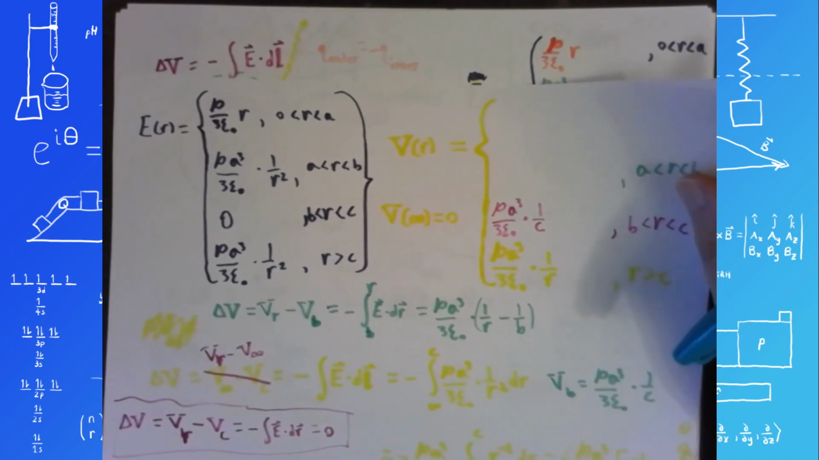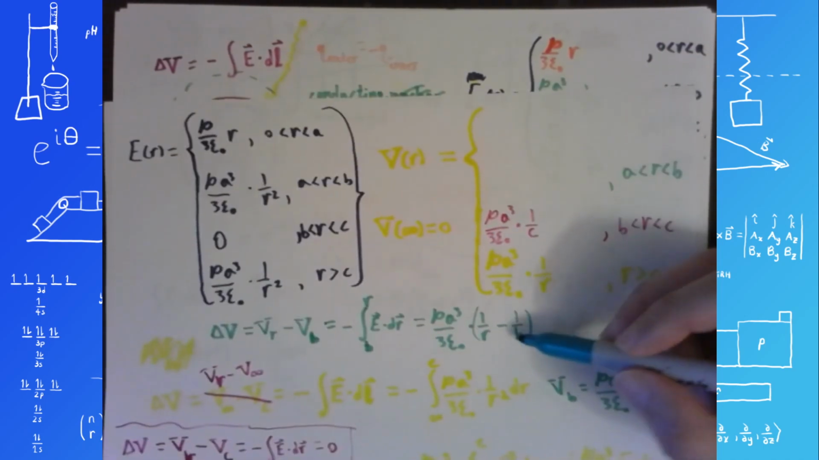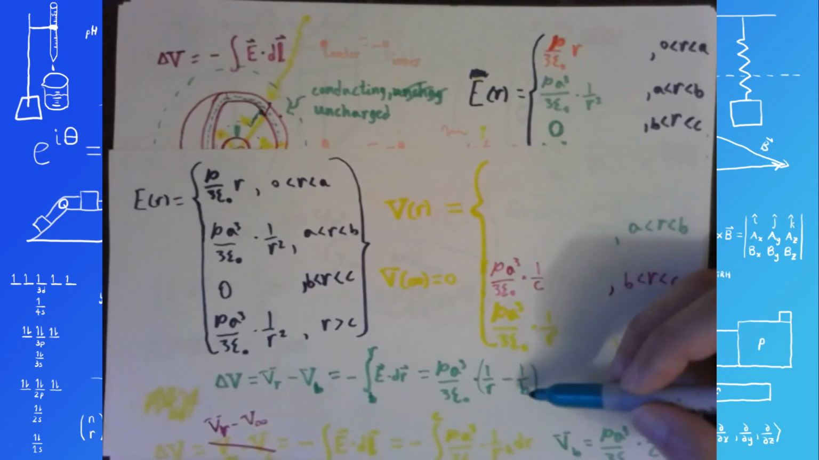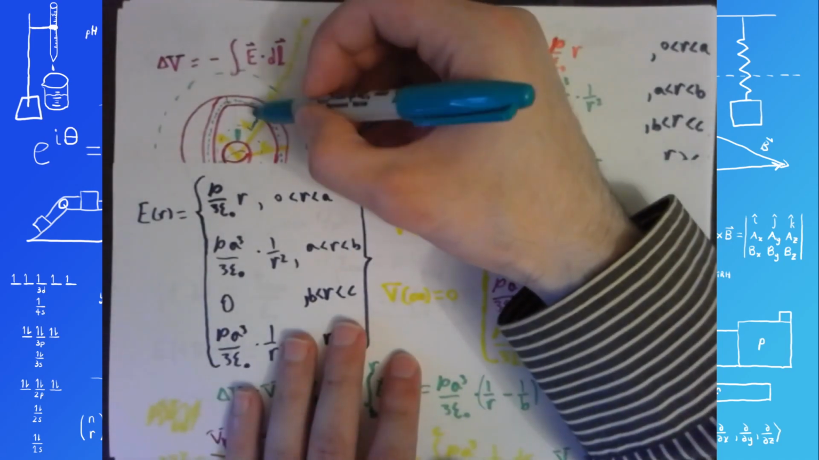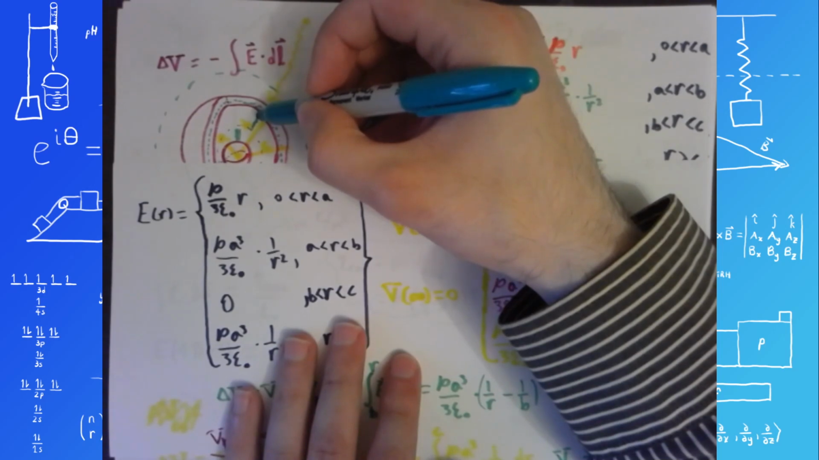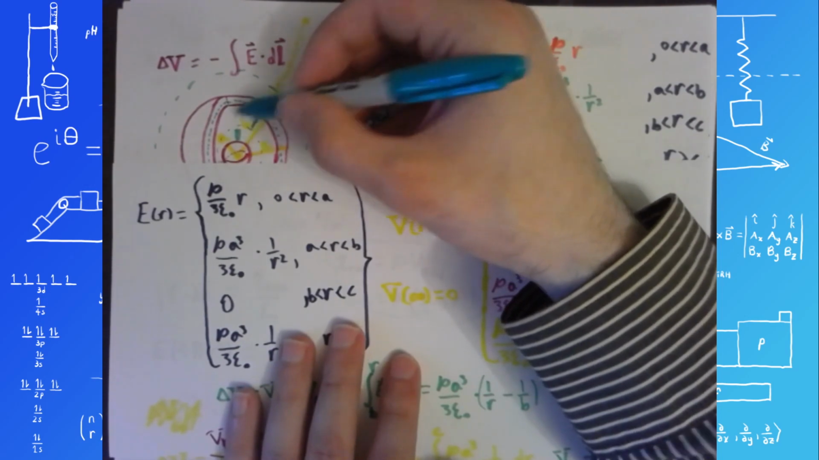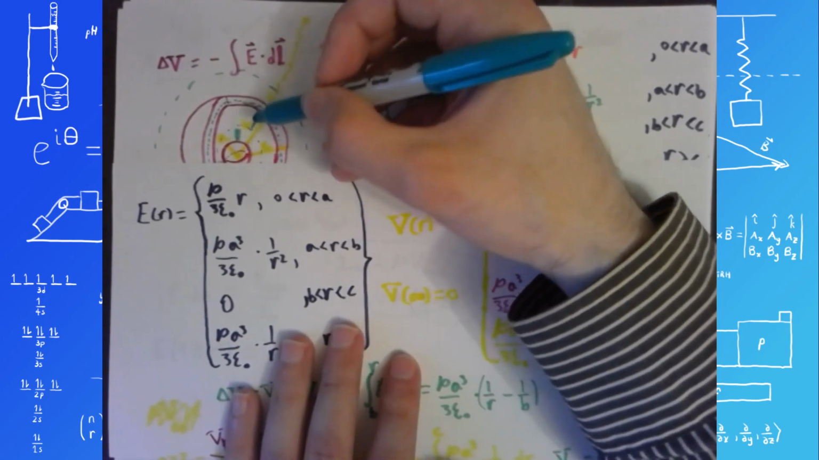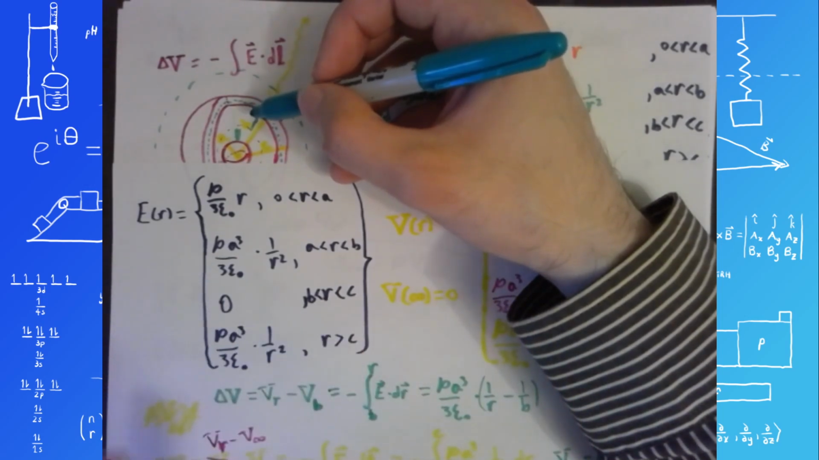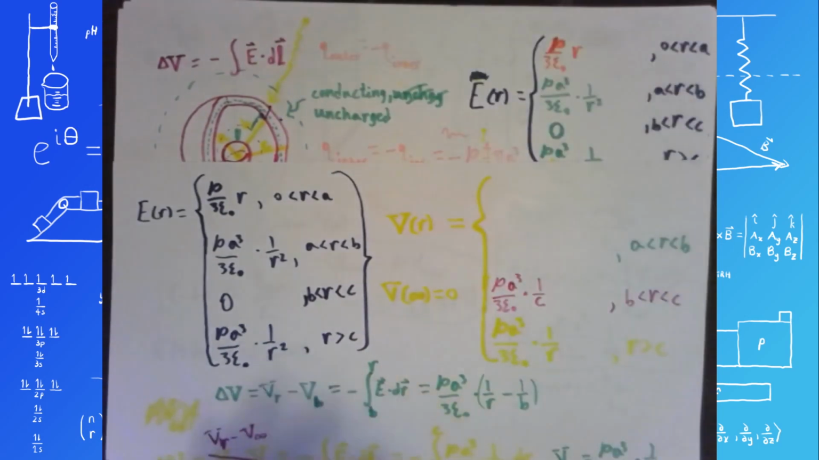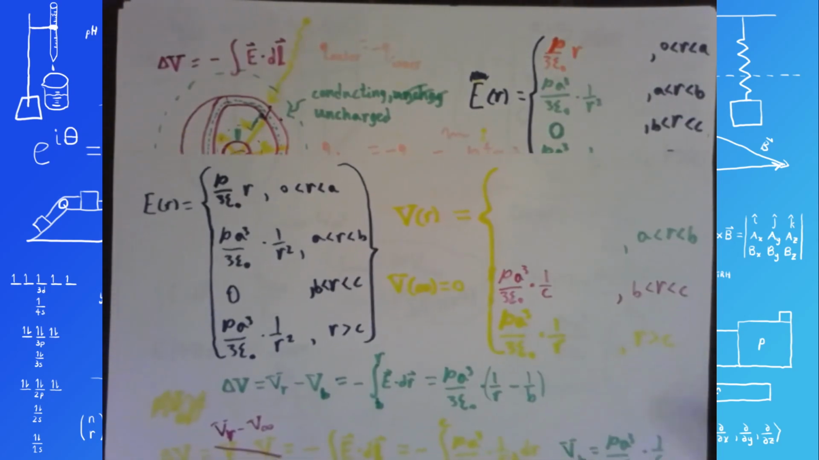I guess to give you an intuitive sense of it, this 1 over b part matters because this 1 over b part determines the outer boundary of where the next region of electric field is creating a change in electric potential, I guess. I'm struggling to find a better way to word this right now.